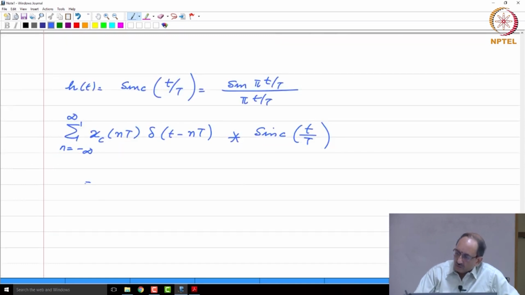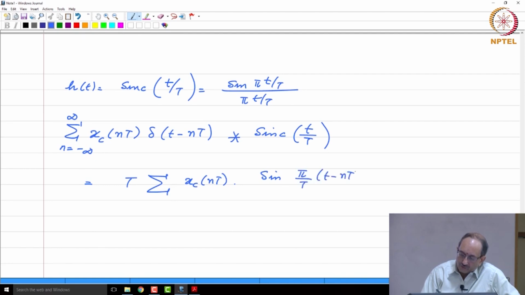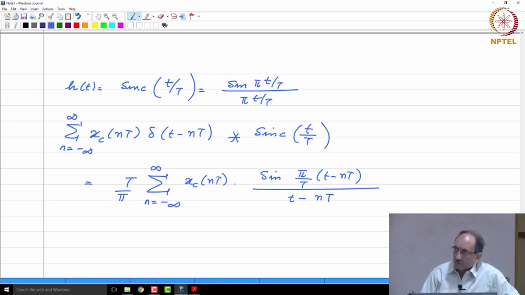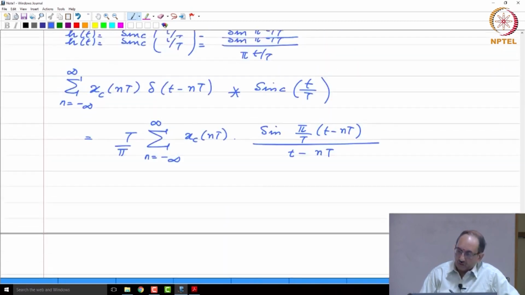So, convolution with impulses is the easiest thing to do, right. Therefore, this T in the denominator jumps out. You have xc of n cap T times sin pi by T, t minus n cap T, by t minus n cap T. So, this is what is happening here, and this is what you must have been told as sinc interpolation. Again, we are looking at theoretical constructs here.